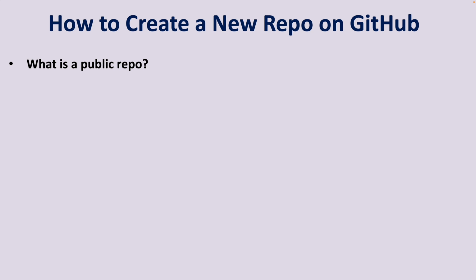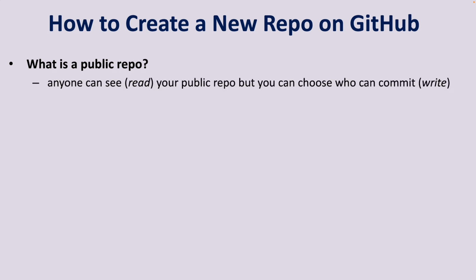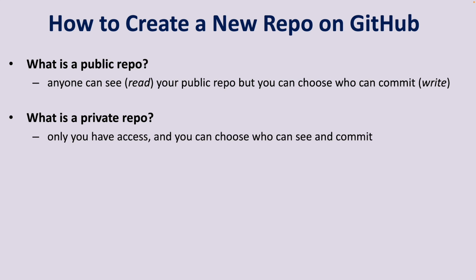So what is a public repo? Anyone can see or read the public repo, but you can choose who can commit or write. And what is a private repo? Only you have access to your private repositories and you can choose who can see and commit.